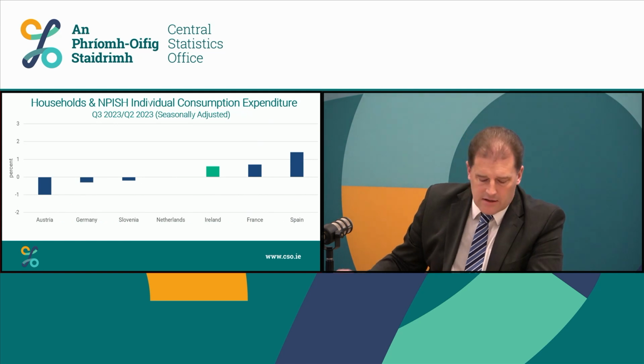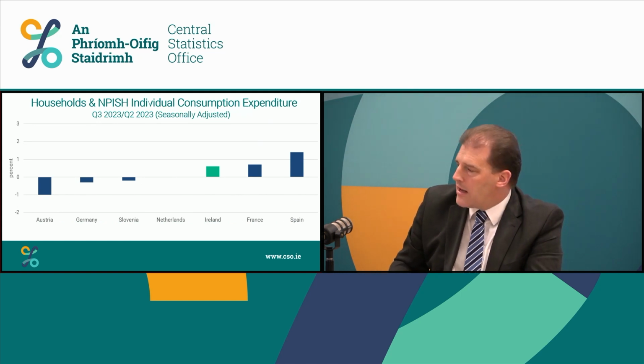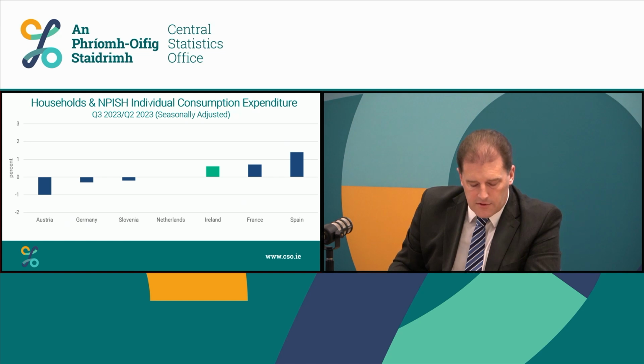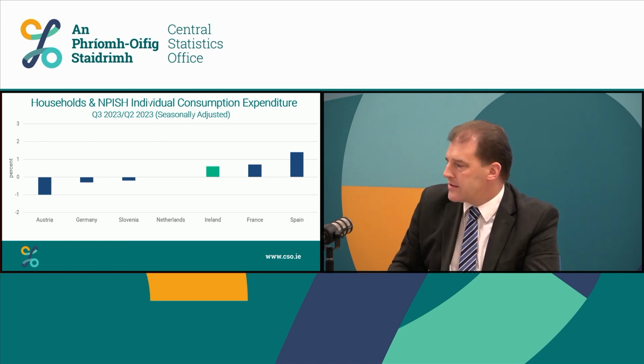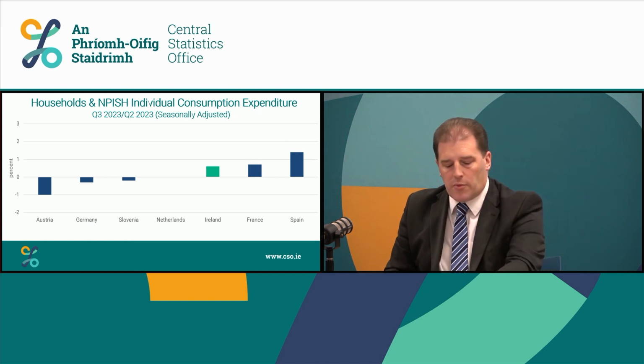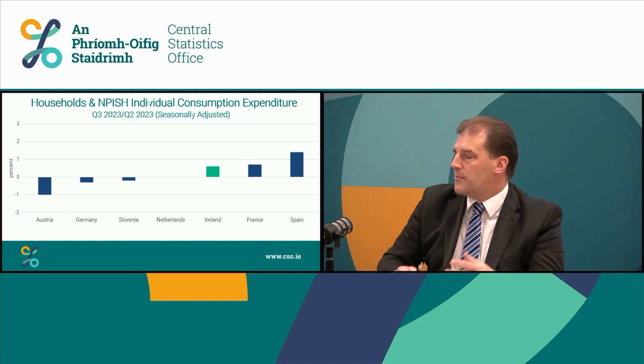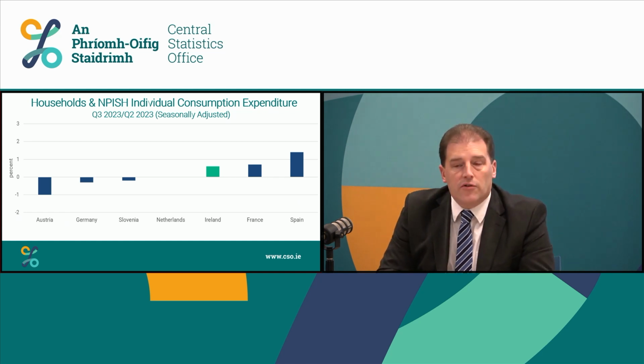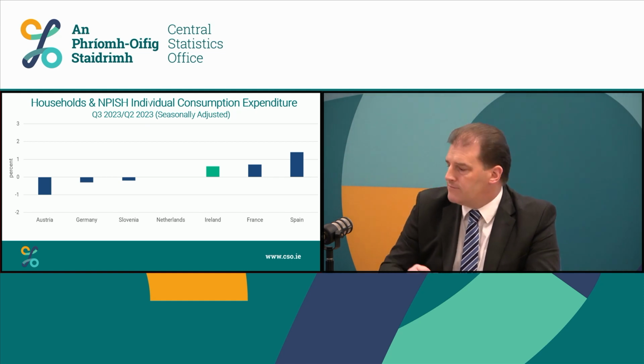If we look at our household consumption versus some available, there's only a couple of other countries available at this stage, we can see that small positive growth in Ireland compares perhaps to France and some stronger growth in Spain, while there's some falls in some of the other countries available, Austria, Germany and Slovenia.